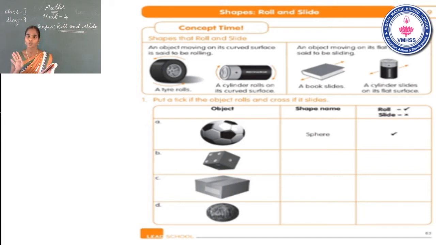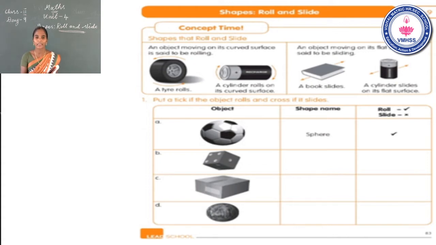There are 4 shapes given. First one, first column object. Next we will write the shape name. Next, put a tick if the object rolls and cross if it slides.